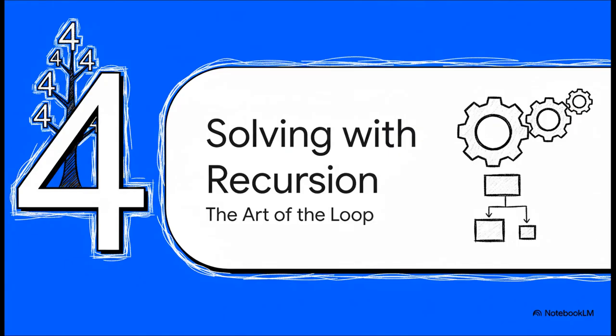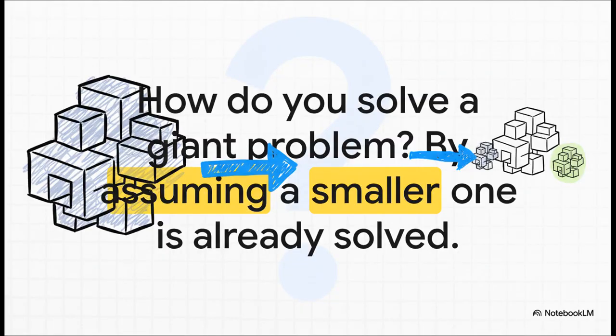Now that we have a feel for memory, let's look at a really elegant, really powerful way to solve certain problems. Recursion. It's this whole way of thinking where a function actually calls itself to solve smaller and smaller versions of the same problem. And this, right here, is the mind-bending part of recursion.